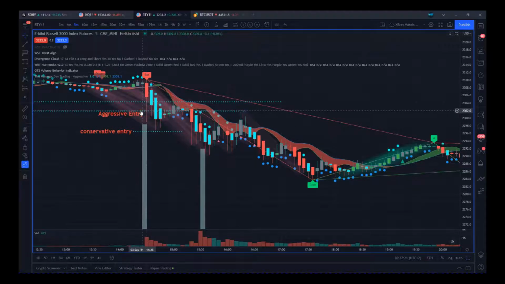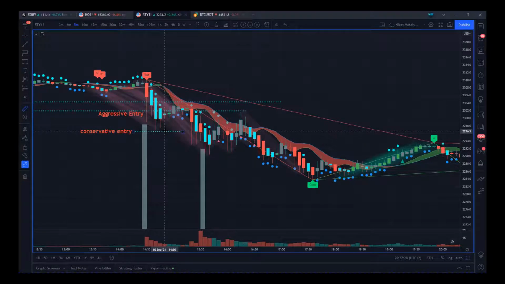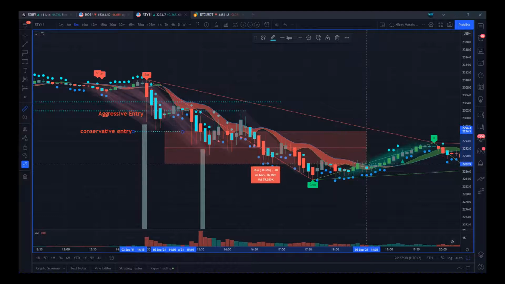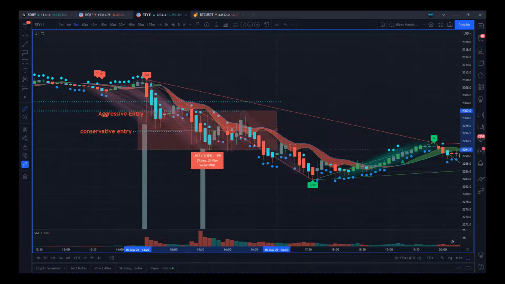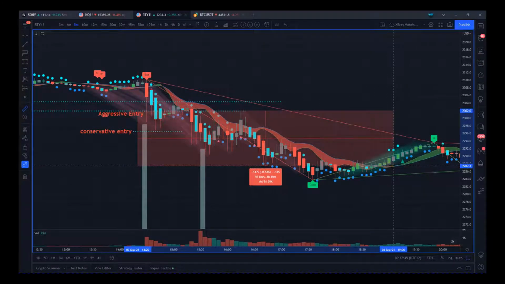The aggressive entry, probably 2302 would be that aggressive entry. For the conservative entry, using the manager on aggressive here, so once the cloud goes there, 90 ticks. That's not bad. That's not a bad trade actually. It's very good. But the more aggressive entry, still using the manager to manage that trade, 145 ticks. So it depends on how aggressive you want to be.